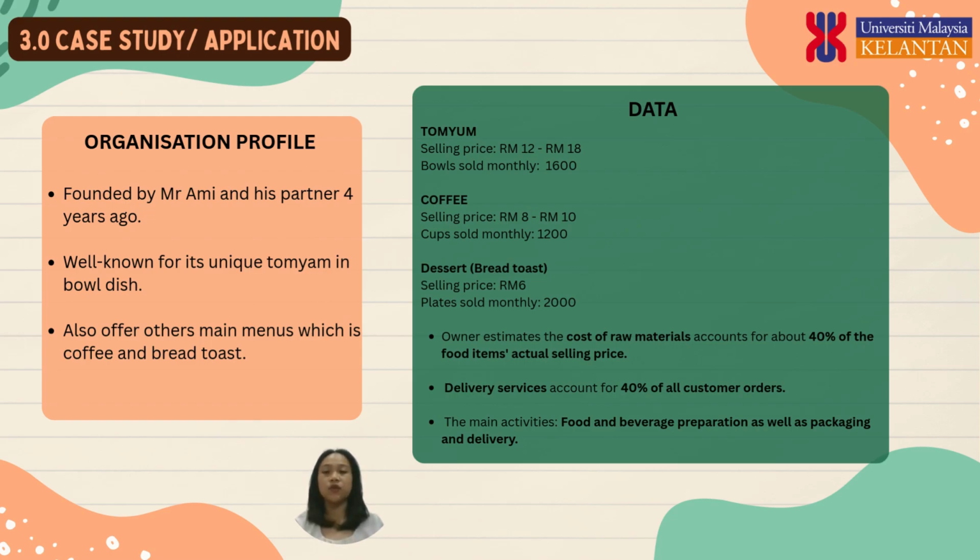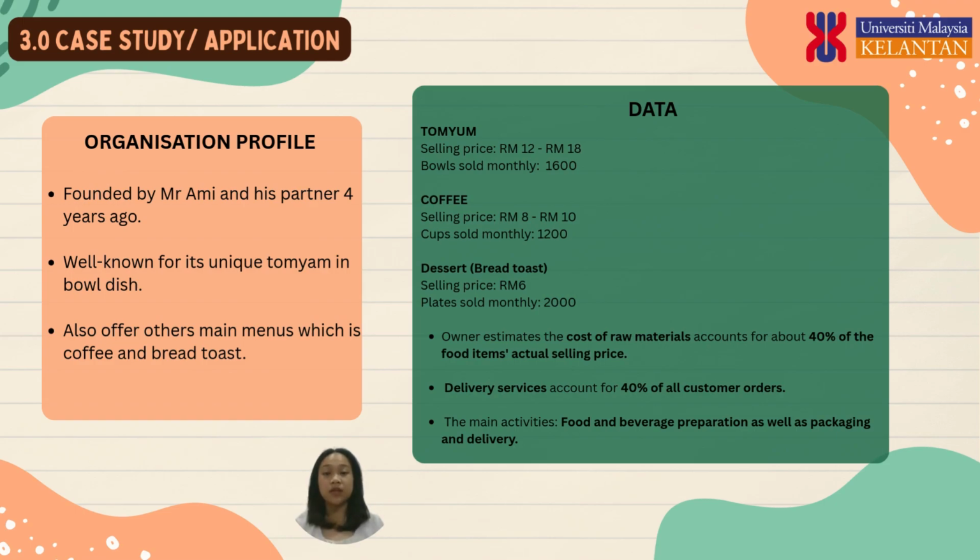Based on the data gathered from an online interview with the owner, the selling price of Tom Yum in bowl ranges between 12 to 18 ringgit with 1,600 units sold monthly, while the coffee is priced between 8 to 10 ringgit with 1,200 units sold monthly. And lastly, the bread toast is sold at 6 ringgit with 2,000 plates sold monthly.